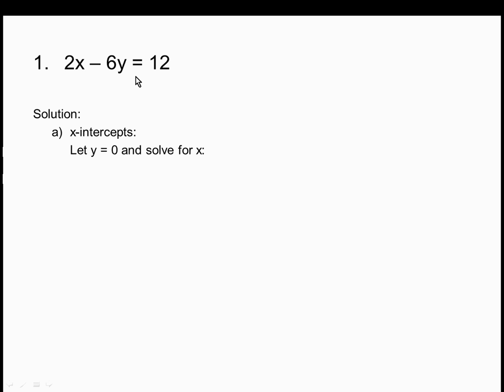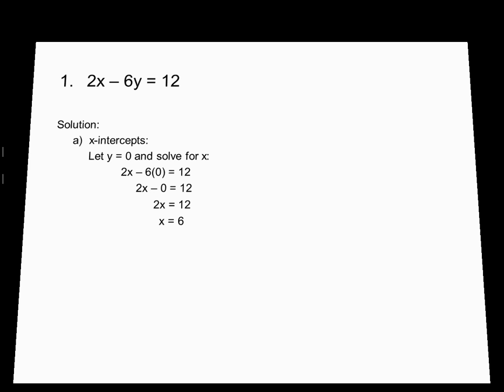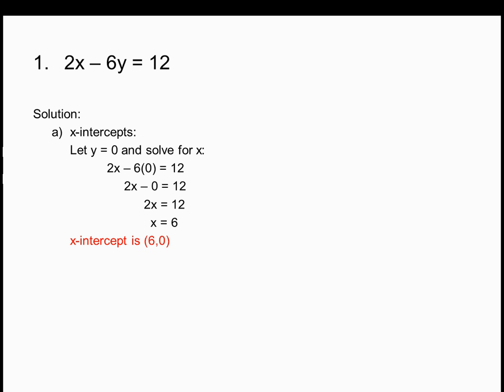So in this equation, let y be 0. So I'll have 2x minus 6 times 0 equal 12. Okay, 6 times 0 is 0, so this part just goes away. So you got 2x equals 12, or 2x minus 0 equals 12. Again, 2x equals 12. Divide by 2. I get x is 6. As an ordered pair, (6, 0). And again, you do need the parentheses around the (6, 0).